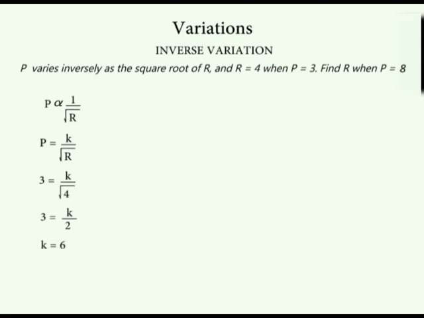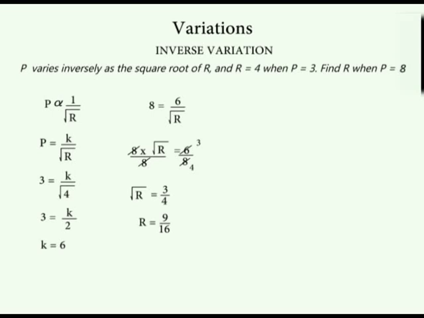Now we find the value of r when p is 8. So p is equal to, now we know k, 6 over the square root of r. Cross multiplication, we shall have 8 times the square root of r is equal to 6. We divide both sides by 8, and we shall get the square root of r is equal to 3 over 4. To get r, we square both sides, and r is equal to 9 over 16.